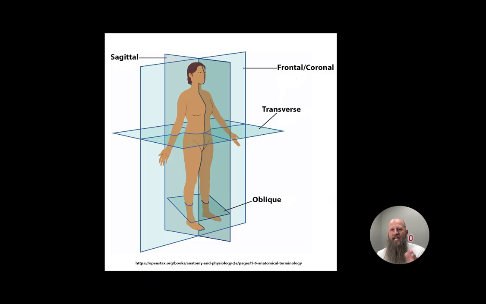So we have sagittal, right and left; coronal or frontal, front and back, anterior and posterior; and transverse, superior and inferior. Those are parallel or perpendicular, and then oblique is any other plane that is not parallel or perpendicular.